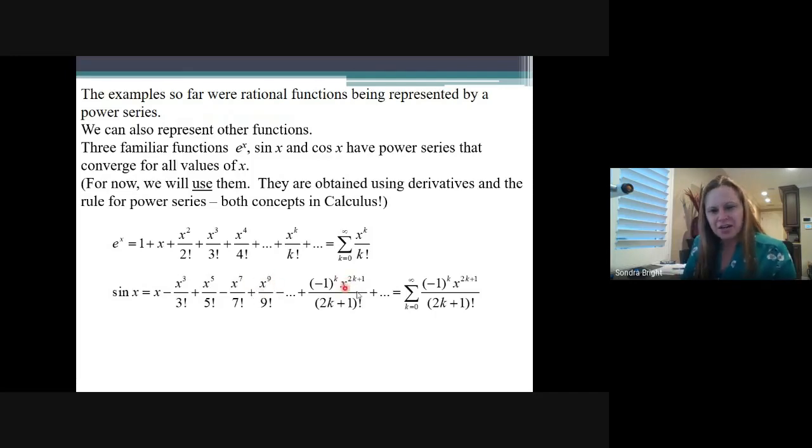Nice. All right, so how do you write an odd number? 2k plus 1 is one way to write an odd number. That's how we're going to do it here. And then notice that you're dividing by the odd numbers factorial. And so in sigma notation, you have the alternating part and then x to the odd powers divided by the odd numbers factorial.